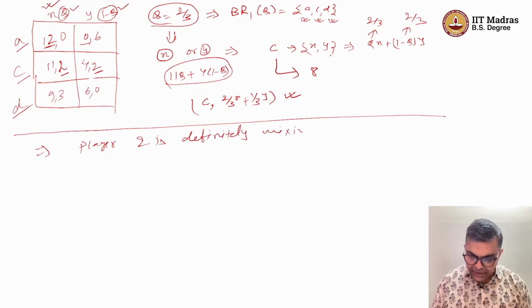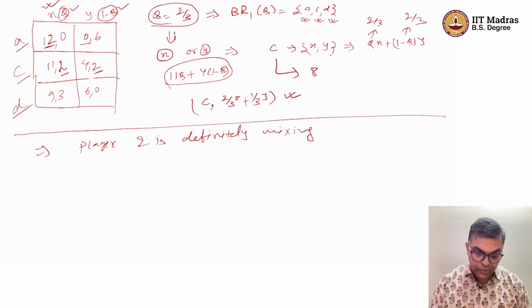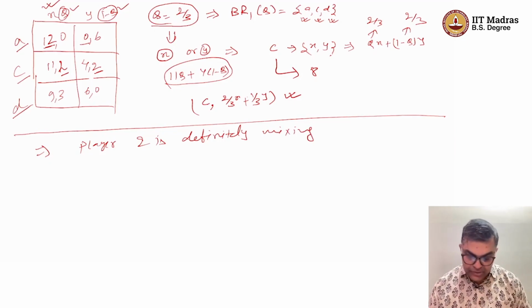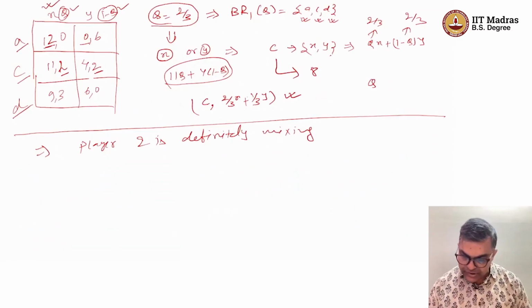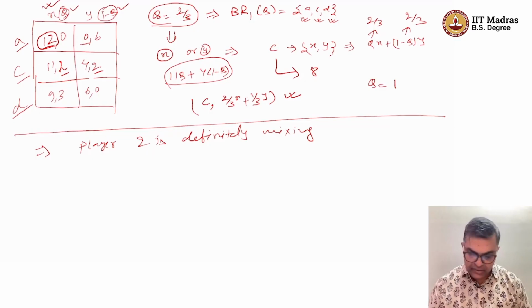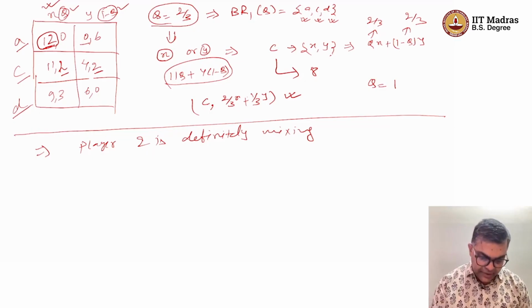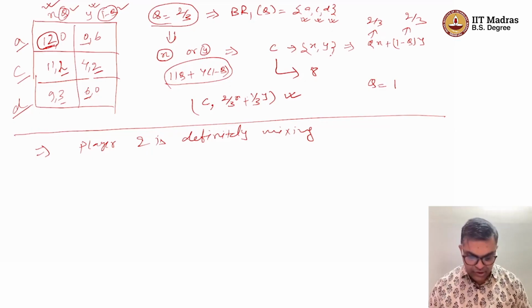You can ask me how I figured that out. I asked you earlier to figure out all pure strategy Nash equilibria. You can check when player 2 is playing a pure strategy. You can check from here also. We had obtained that if Q is equal to 1, then the best response is A, and A's best response is Y. So that's where you cannot have a Nash equilibrium. And when Q is equal to 0, it means player 2 is playing Y. The best response from player 1 is D, but if player 1 is playing D, the best response from player 2 is playing X, that is Q equal to 1.